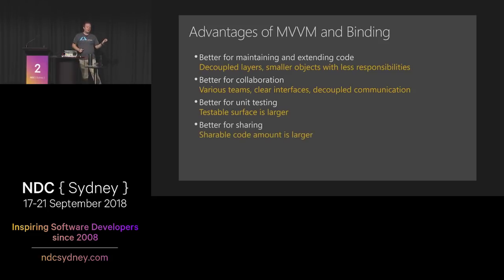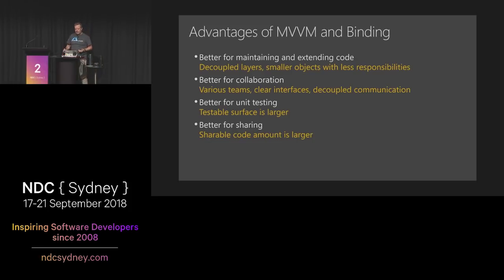It's also better for sharing because, again, what is in the view model can be shared across platforms. Remember, this data library is a .NET Standard library. I could use it in Xamarin iOS, Xamarin Android, in Windows. I could even use it on Linux in an ASP.NET Core application. I'll show you how to do that tomorrow in my .NET Standard session.